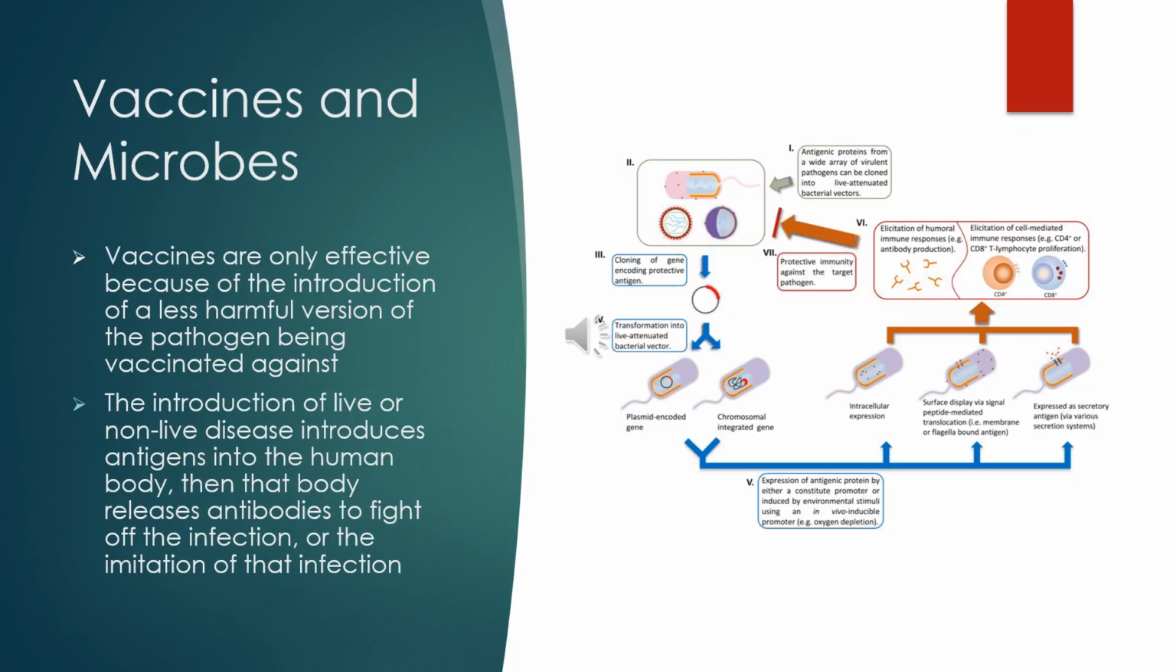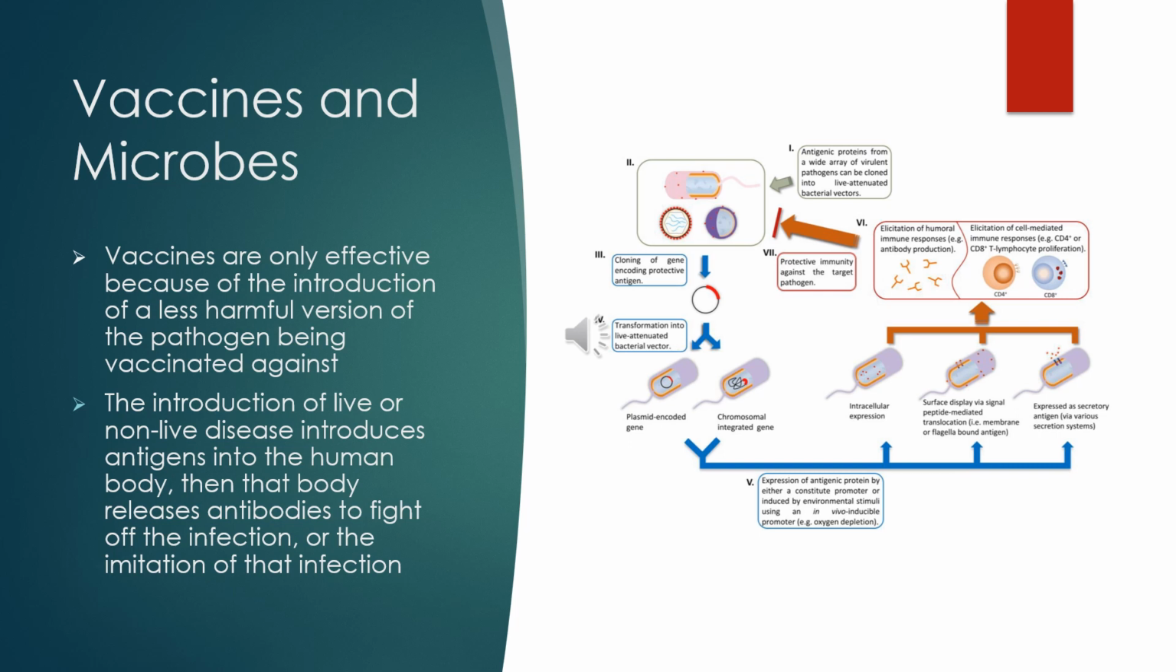Okay, so vaccines and microbes. Vaccines are effective because we're introducing a similar species into the system of a deadly pathogen. So it might be something that is less harmful, but the body figures out how to fight off the harmful pathogen nonetheless. So we're essentially tricking the body into thinking that it's experienced a certain disease by introducing it to an inactivated form of the pathogen.